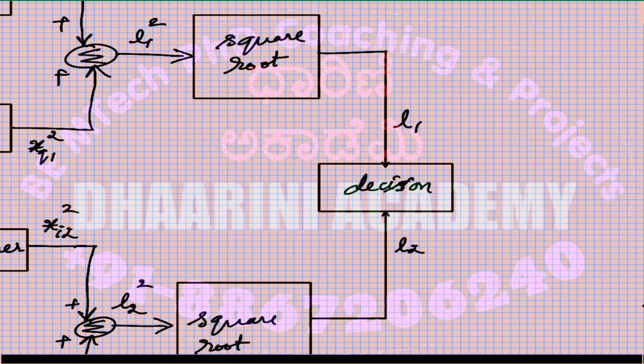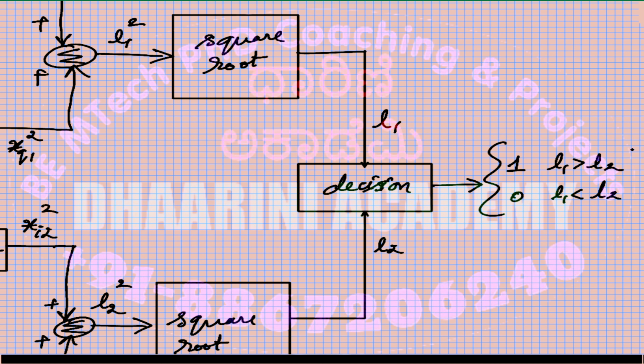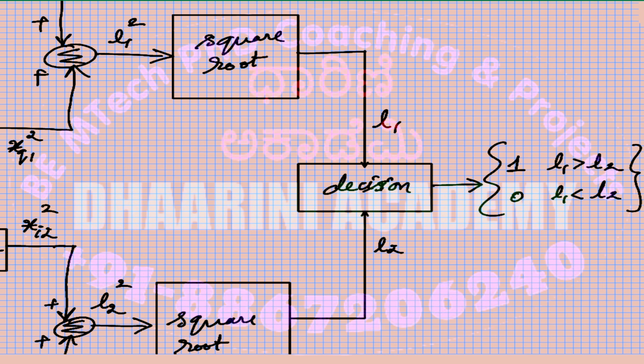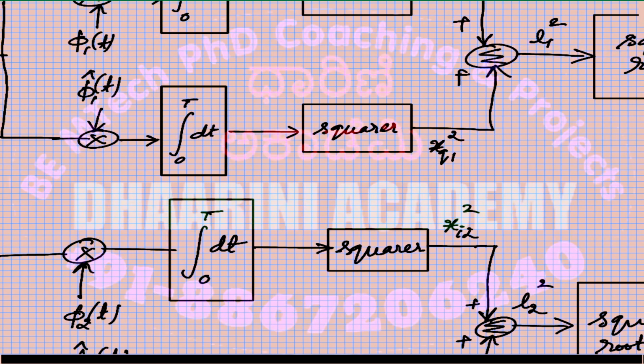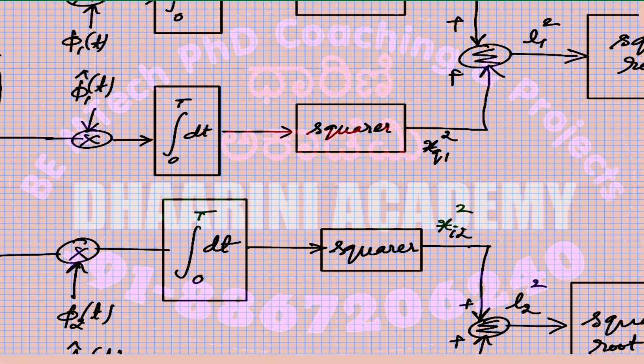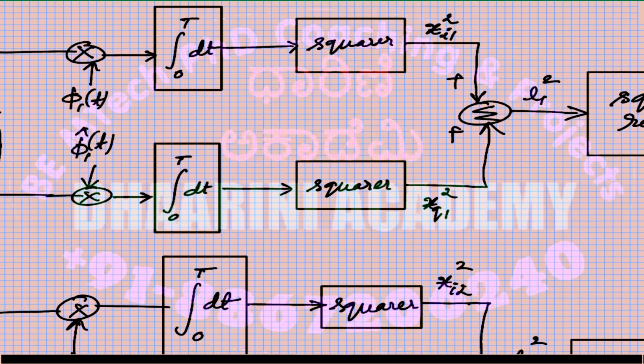We will be using the condition like this. So this is going to be 1 if L1 is greater than L2. This will be 0 if L1 is less than L2. Very similar concept, but we have a name now to be given.